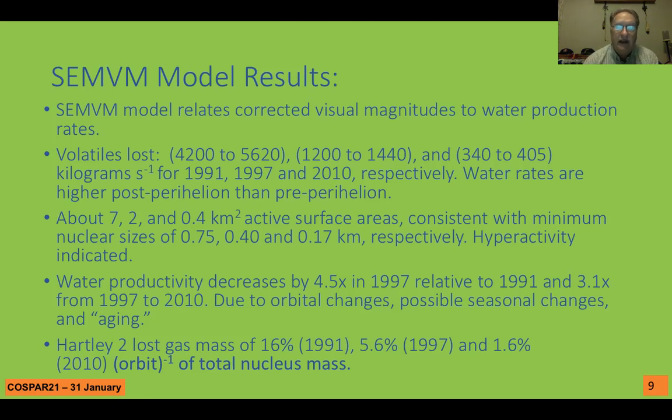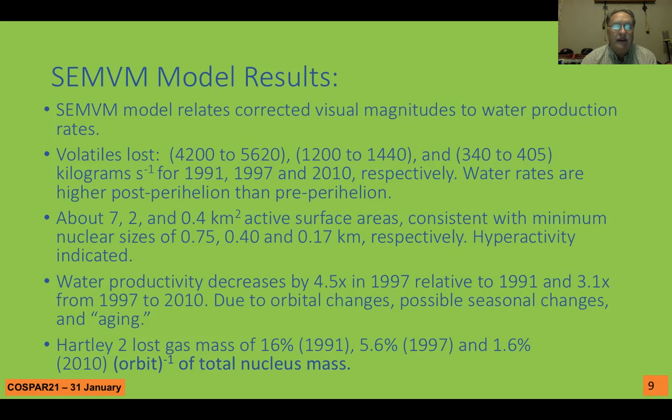Water production rates, as I mentioned, decrease about 4.5 times from 1997 relative to 91, and about 3.5 times from 97 to 2010. These are due to some slight orbital changes. So possible changes in perihelion distance, possible seasonal changes. So aspects of various parts of the comet are being illuminated during the orbit. And we even believe there may be signs of aging of the comet during this short time period.